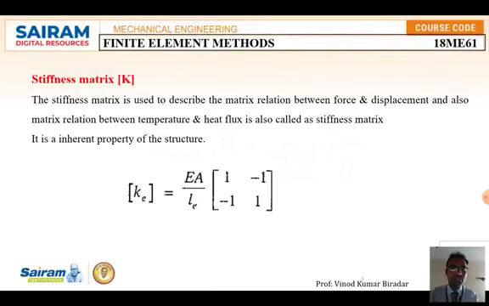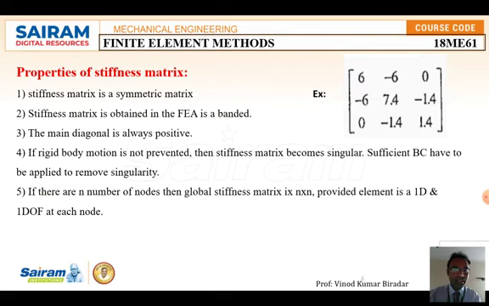Okay, so that condition should be satisfied. That is the first property of the stiffness matrix. Coming to this, the stiffness matrix obtained in FEA is a banded matrix, that is a stored element. And the main diagonals are always positive. Look here, the main diagonals are always positive.